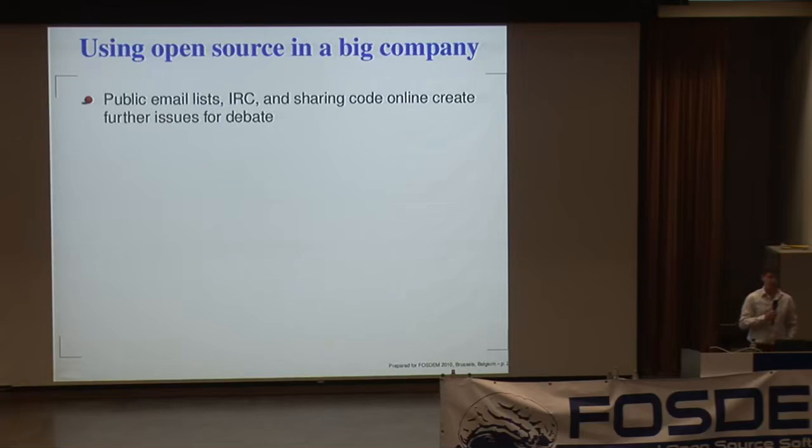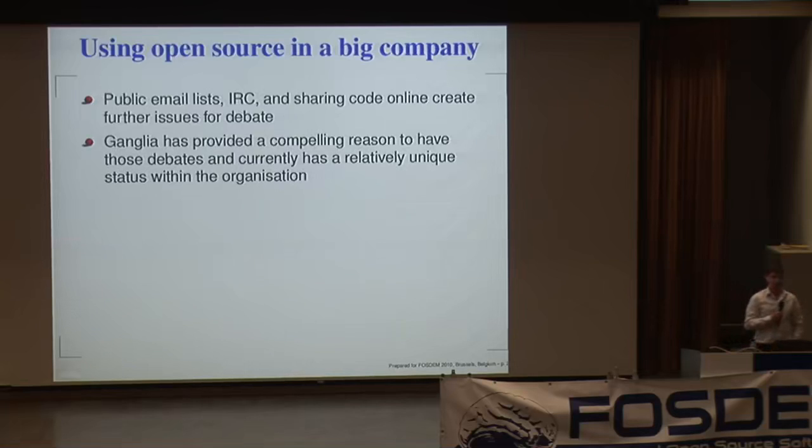On the other hand, using public email lists, IRC chat, and sharing code on the public internet create issues for many organisations. They create issues of how the company is portrayed on the internet, and the sharing of intellectual property. These are all challenges for different people in the company, some of whom are not from a software development background, to put it mildly.